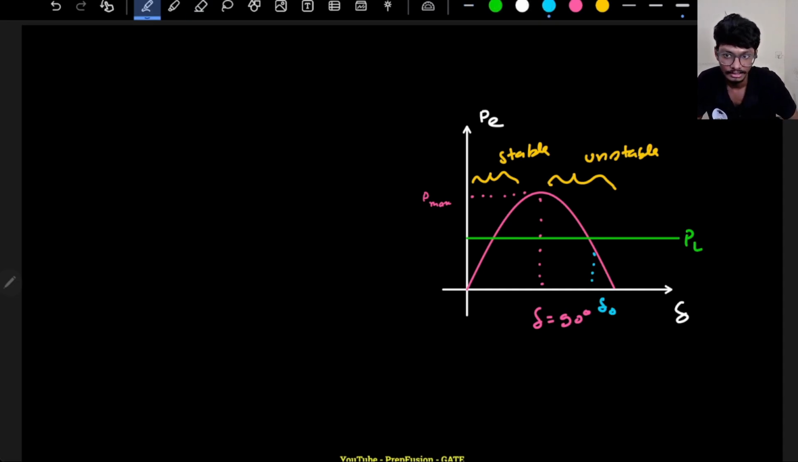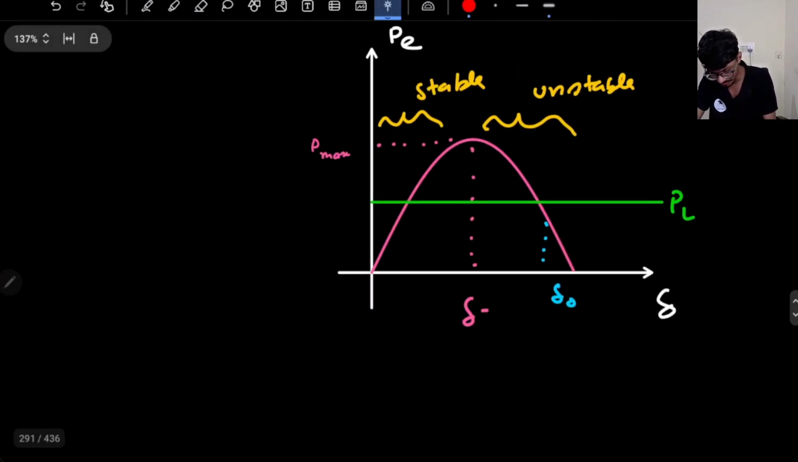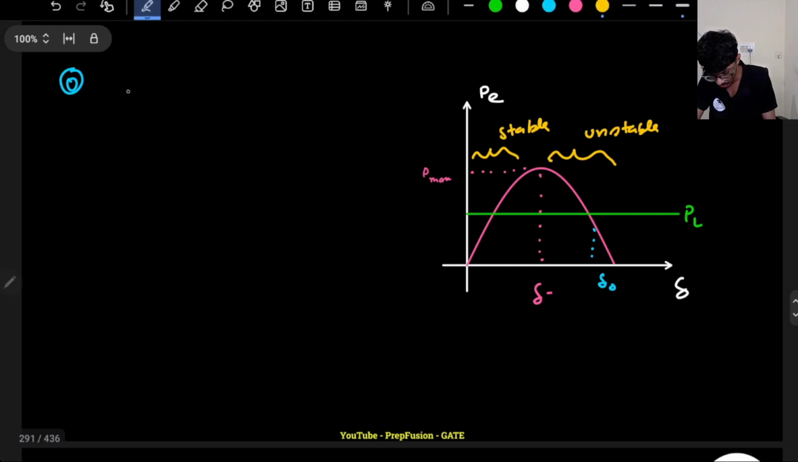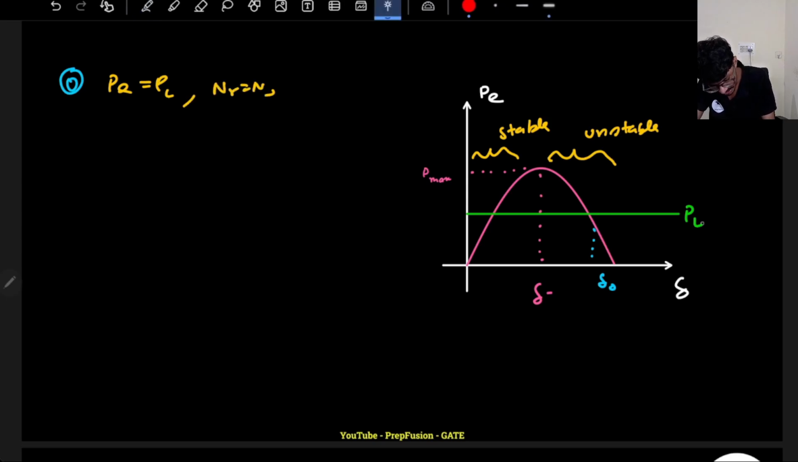Now if I suddenly apply a load, what will happen? If I'm applying a load here, I see that now what is my difference? So initially at stage 0, PE is equal to PL, and my NR is equal to NS, right? So suddenly I increase my load, so now my PE is greater than PL actually. Sorry, my PE is less than PL.